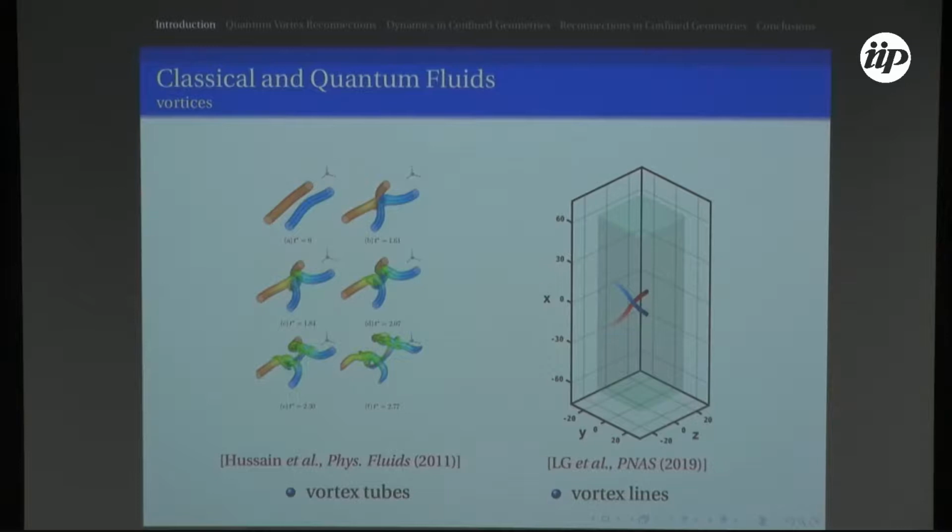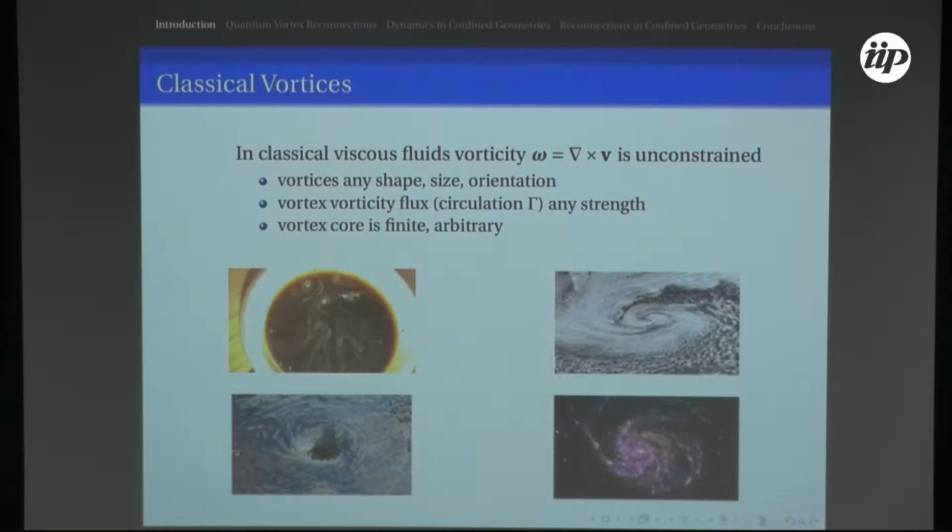So, very quickly, what is the difference between classical and quantum vortices? In classical fluids, vortices have no constraints concerning the shape, the size, the strength, and the orientation. So we can go from vortices in a cup of coffee to vortices in interplanetary structures. So we see that there is no constraint at all concerning the core size. The core size is arbitrary. You set a level of the vorticity, and this is the vortex core.